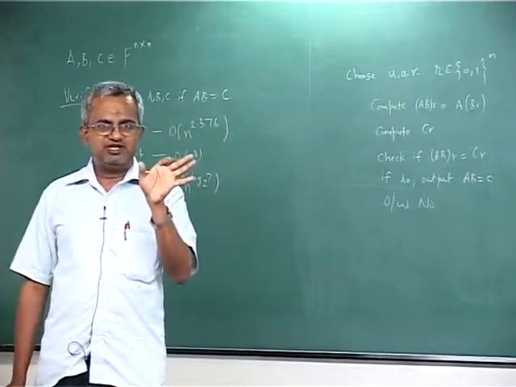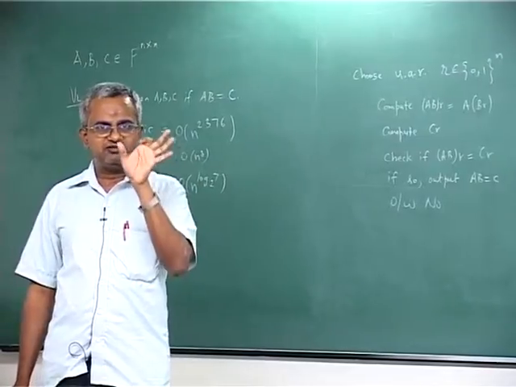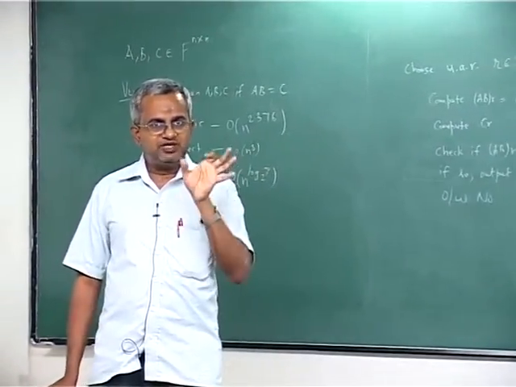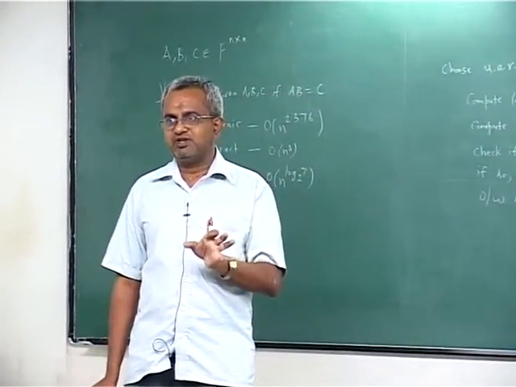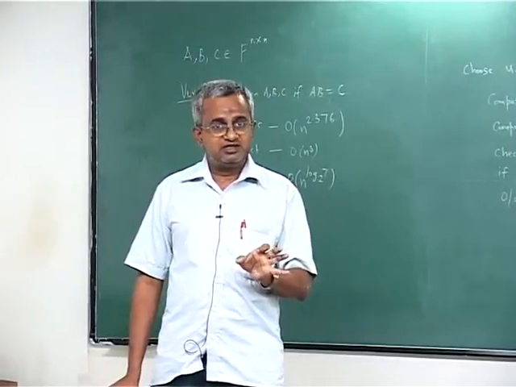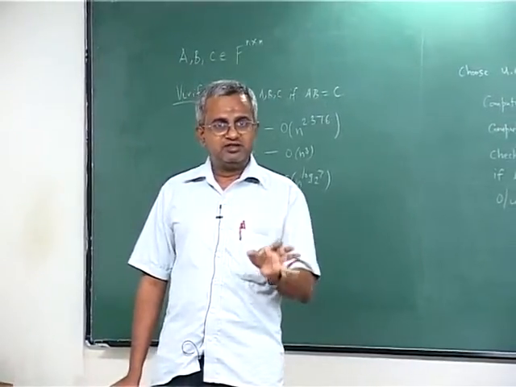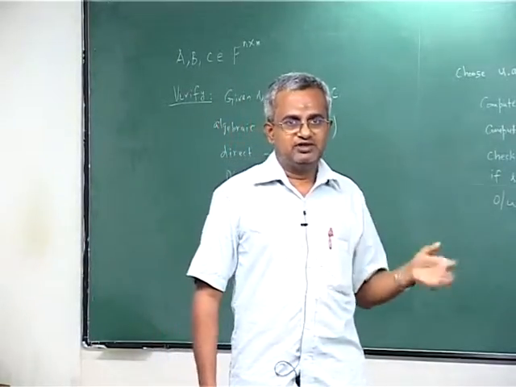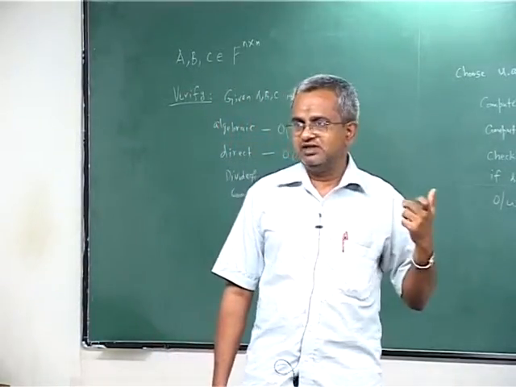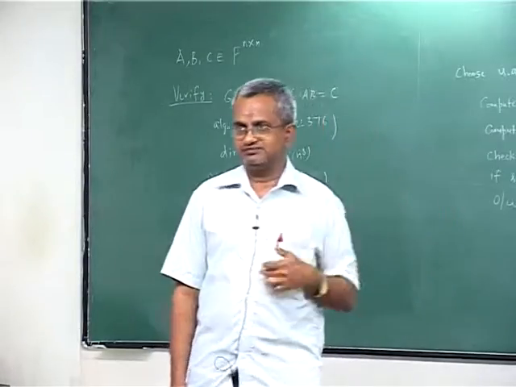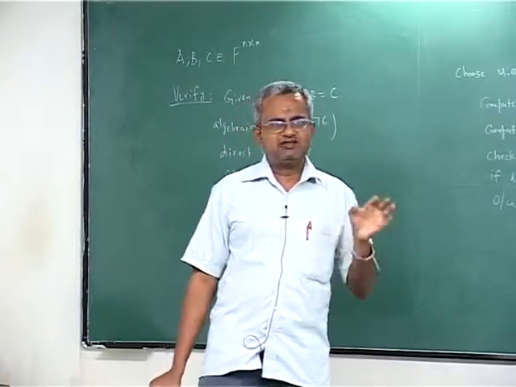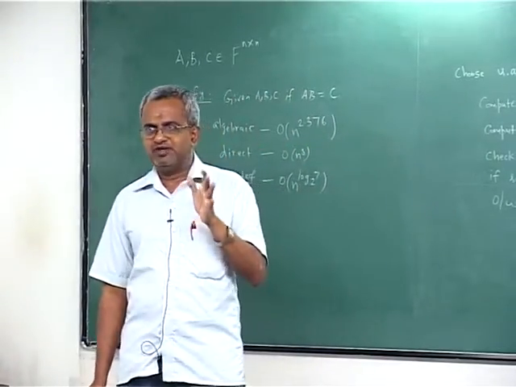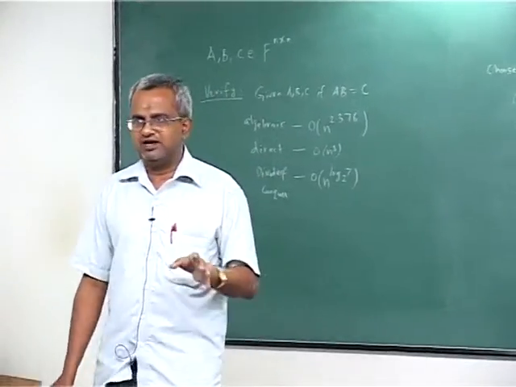So, if AB equals C, the answer given by the algorithm is correct with probability 1, but if AB is not equal to C, the answer given by the algorithm could be wrong, but the probability that it is wrong is only upper bounded by half. So, with probability at least half, it is likely to give a correct answer. And this is a very good guarantee. With probability half is quite a good guarantee.